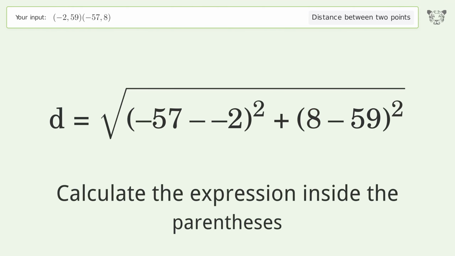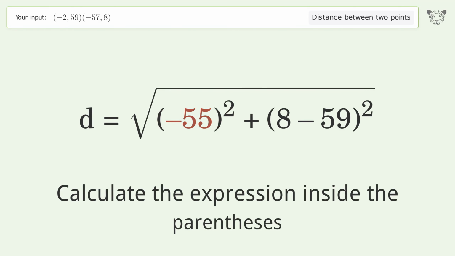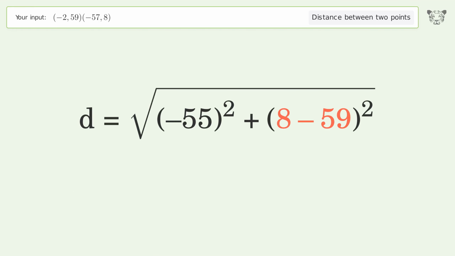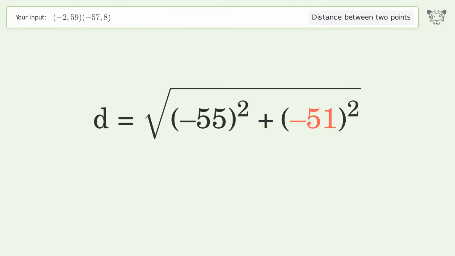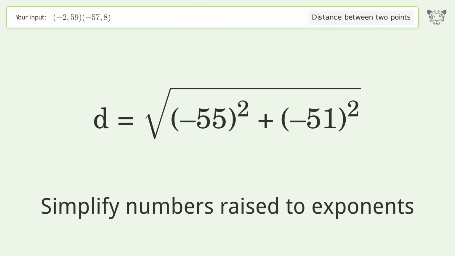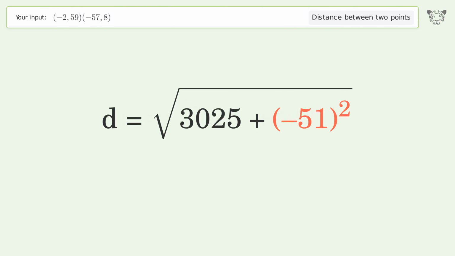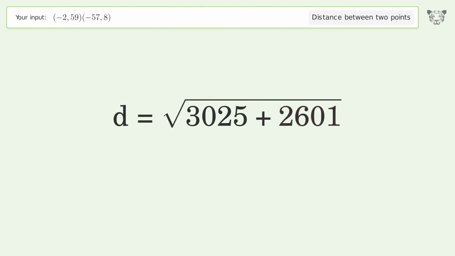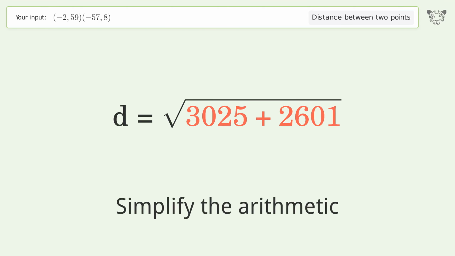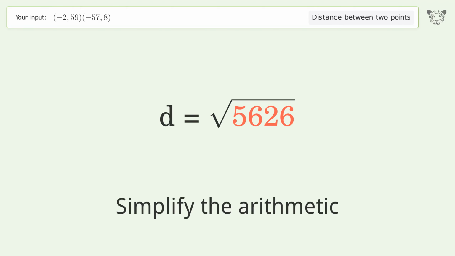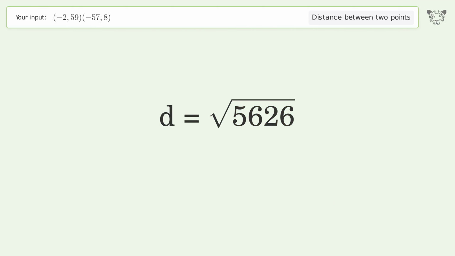Calculate the expression inside the parentheses. Simplify numbers raised to exponents. Simplify the arithmetic. And so the distance between the 2 points is the square root of 5,626, or 75.007.